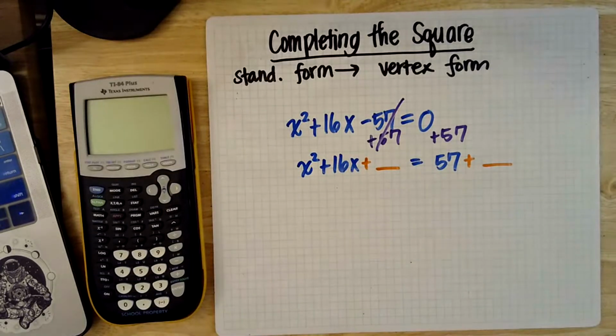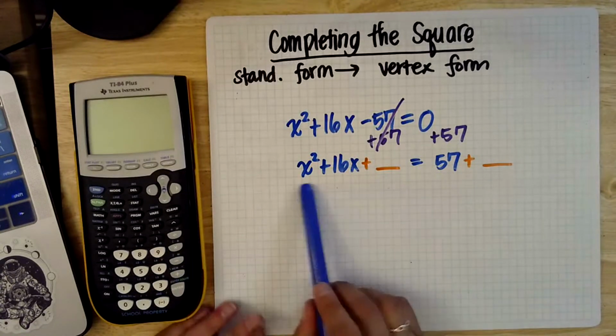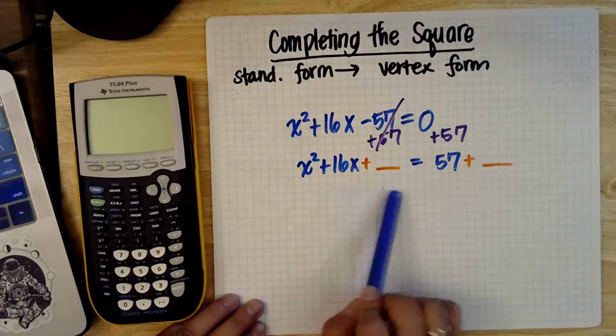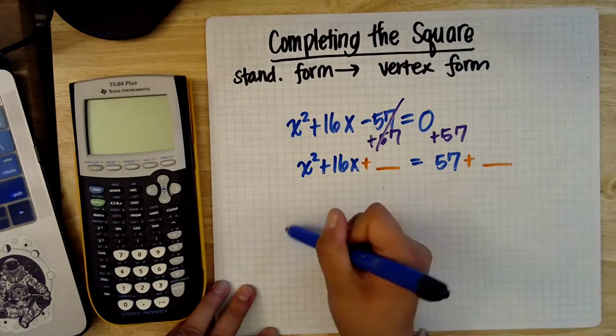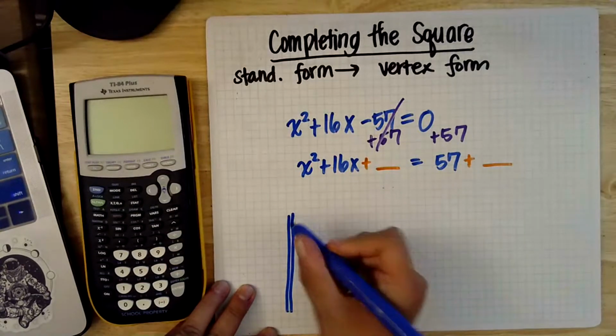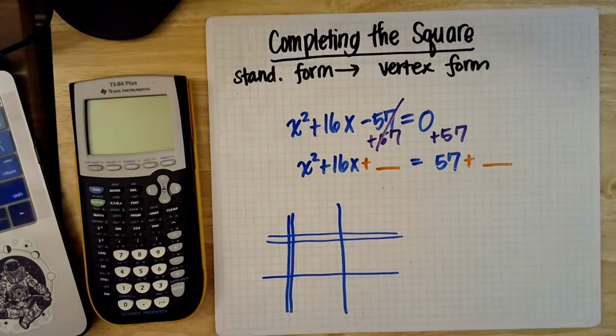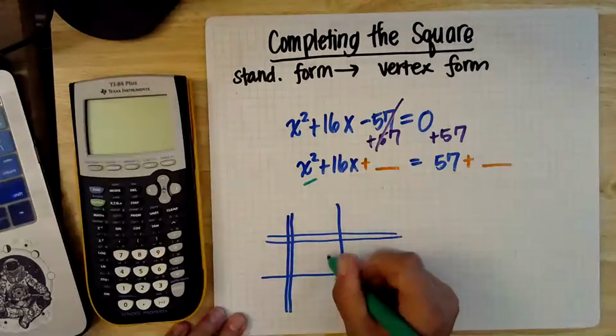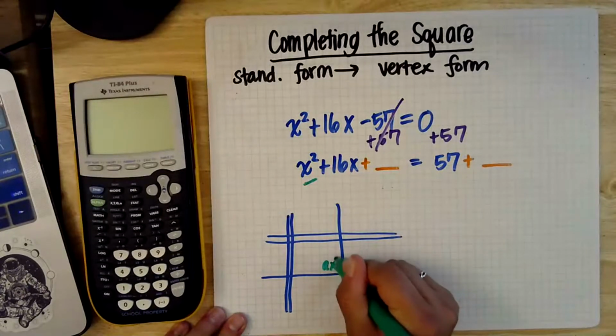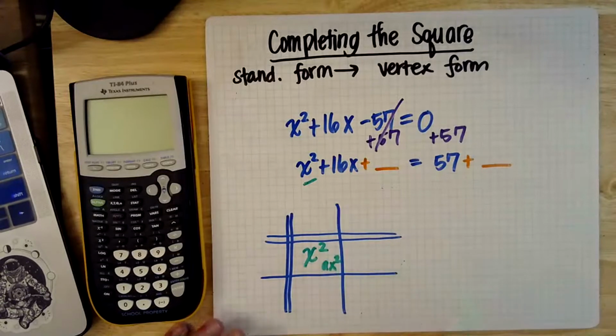Okay, so here's where my box comes back into play. I need to make a perfect box. This left side needs to be a perfect box. So watch what I'm going to do. This has to be a perfect box. So, of course, this guy goes here. This is your ax squared. So x squared goes here.